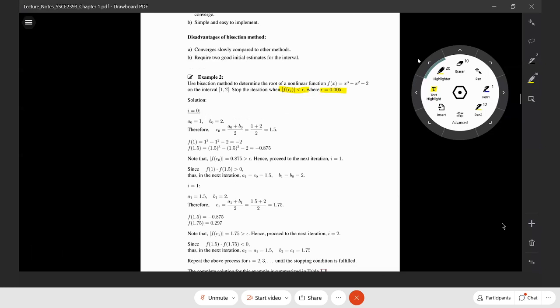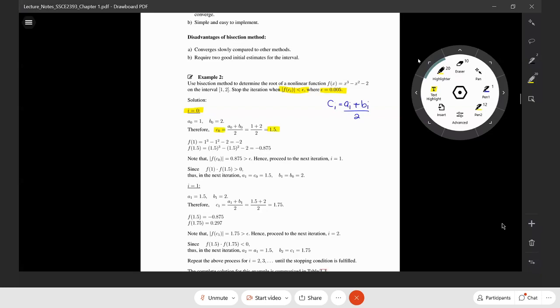Okay, first iteration, i equals 0. We start with i equals 0. So this is the first iteration. Our c equals a plus b over 2. Middle point formula, simple, easy to remember. So a naught equals 1, our left interval, b naught equals 2, our right interval. So we compute c naught, and the corresponding value is 1.5.